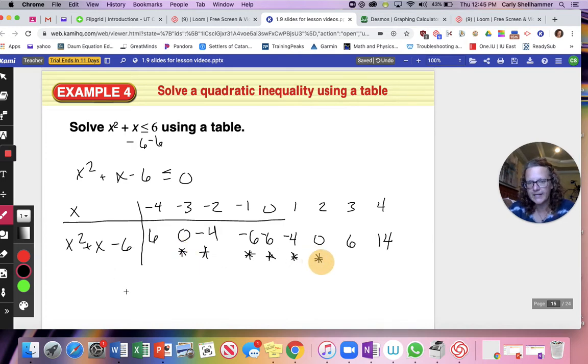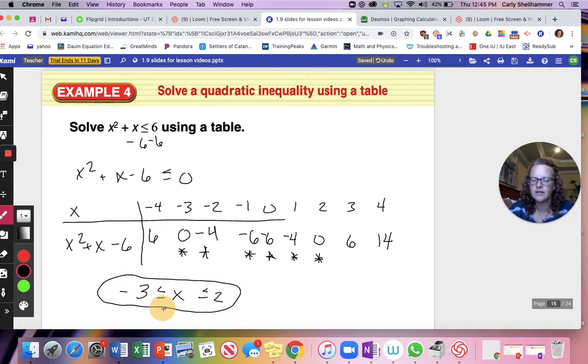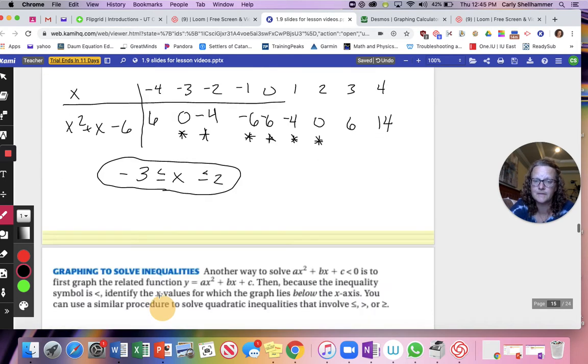So I know my answer is going to be negative 3 less than or equal to x, less than or equal to 2. That is the answer to that inequality. So this definitely got just a tad bit more complicated, but not terrible.